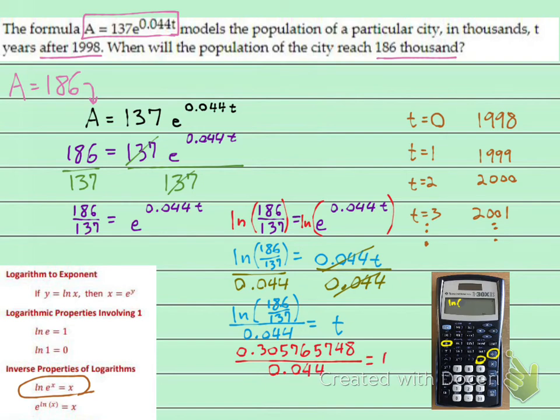If you leave this answer in your calculator, all you do is hit the division sign, and it's going to say your previous answer divided by, and then you can type in 0.044 and hit equals, and you will get your t. So t is 6.949, and on and on.